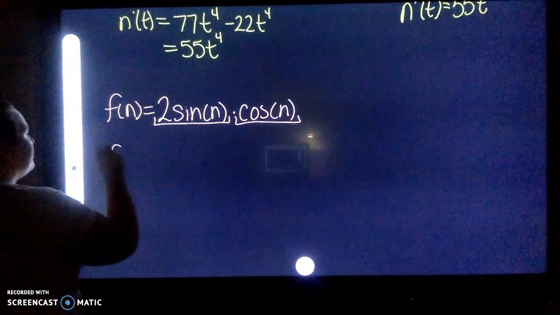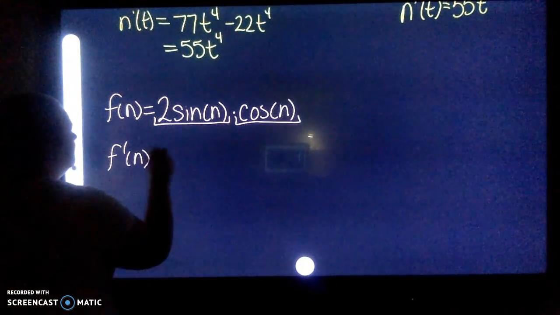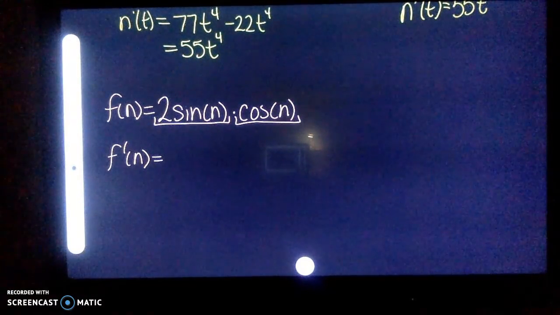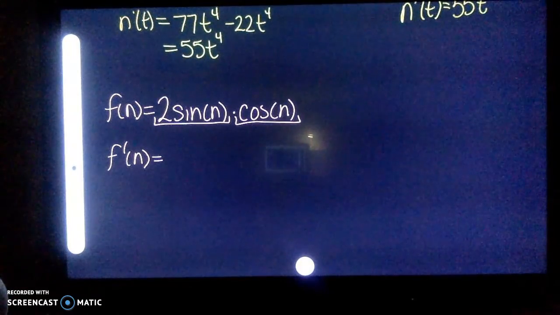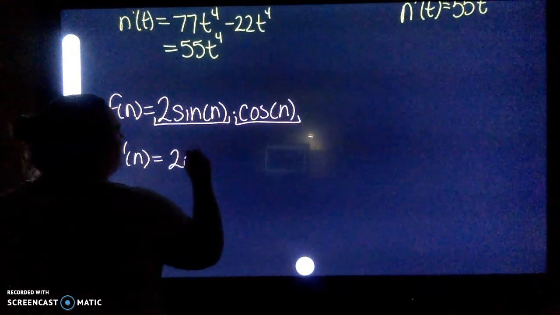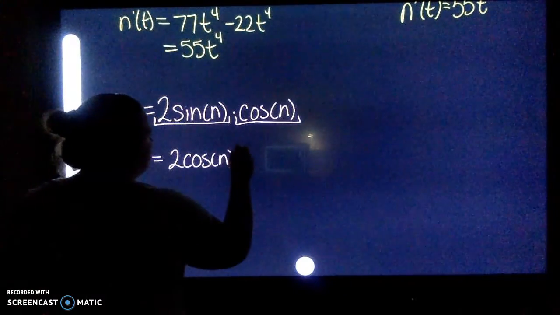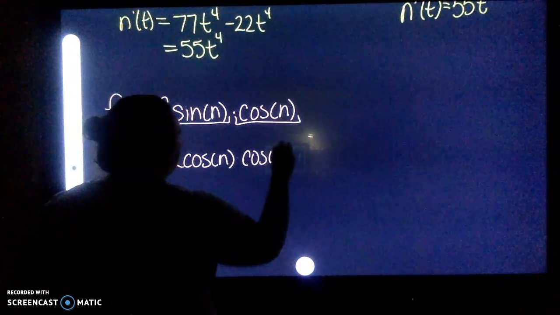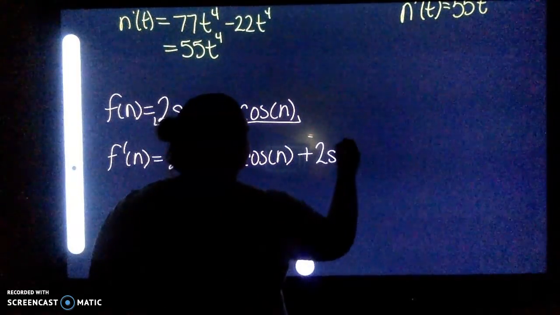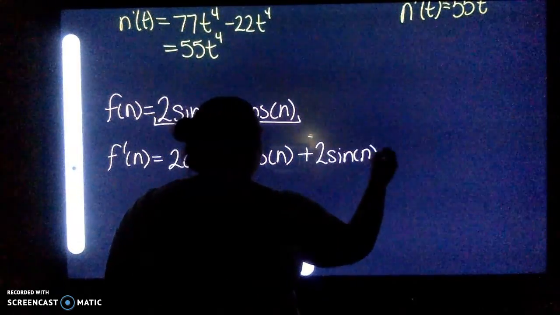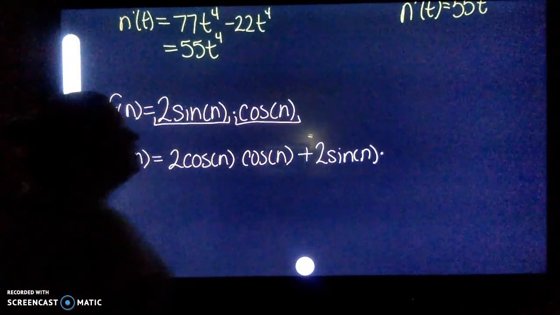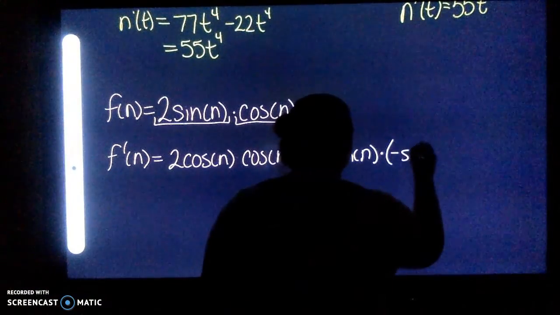When I go to take the derivative here then, I need to take the derivative of 2 sine of n. Well, that just becomes 2 times the derivative of sine of n, which is cosine of n. So I get 2 cosine of n times my original cosine of n that was already there, plus my original 2 sine of n times, well, what's the derivative of cosine? Negative sine. So this becomes times a negative sine of n.